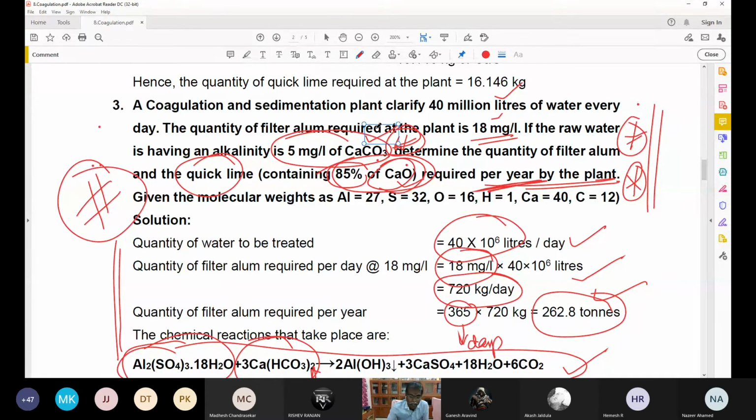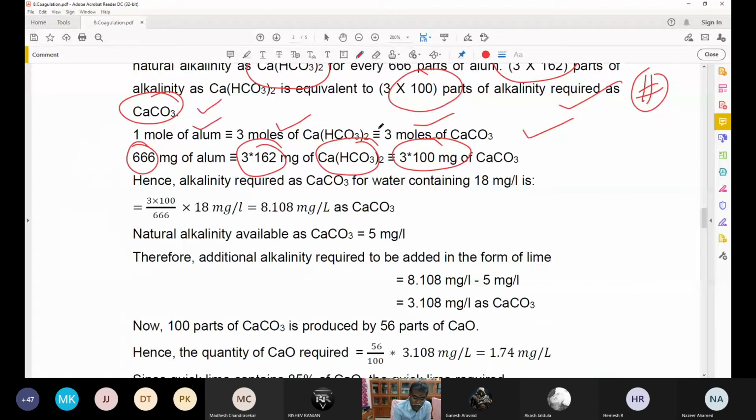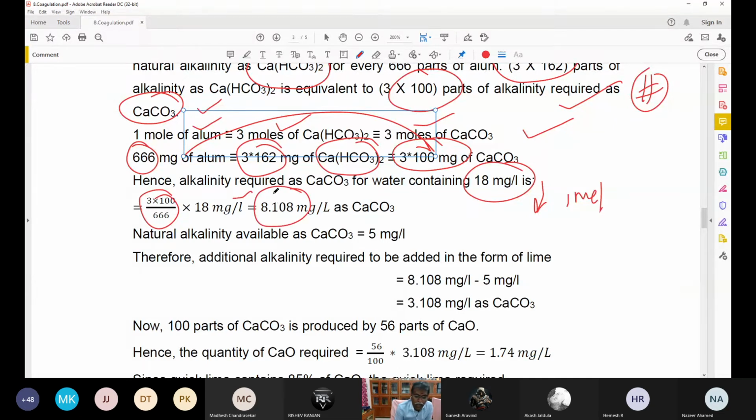If it is mentioned as calcium bicarbonate, you can convert in terms of calcium carbonate equivalent based on your requirement. Here it is being asked to calculate calcium carbonate equivalent. I can take out this and this. Thereby 1 milligram of alum requires, or directly 18 milligram of alum requires 3 into 100 divided by 666 into 18. So you may require 8.108 milligram per liter as calcium carbonate.